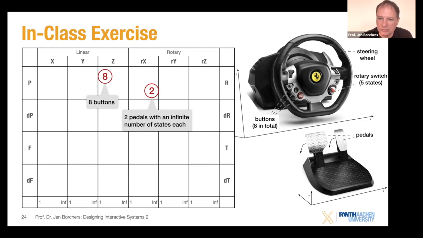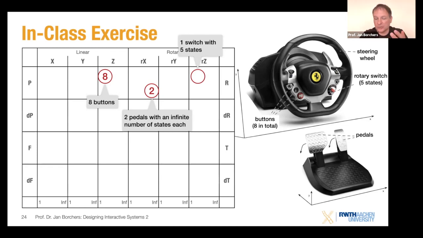Next up, we've got the rotary switch. Now, the rotary switch gets turned around, basically like the steering wheel itself, but just in small. It gets turned around the x-axis facing away from me. So that's why it would go over here. It's a single switch, and it has 5 states instead of just 2 states like buttons do. But that's still a very low number of states that the switch gives you.